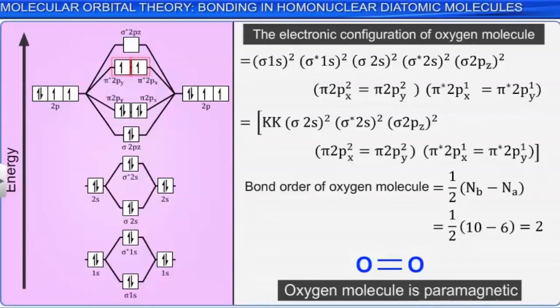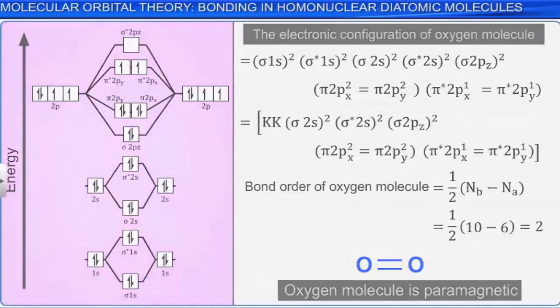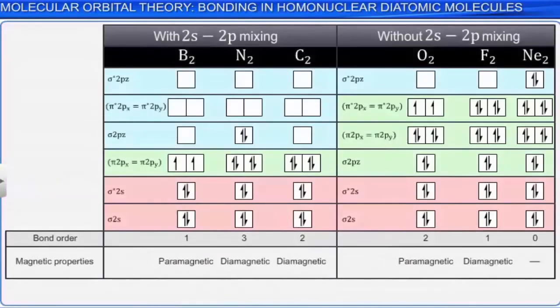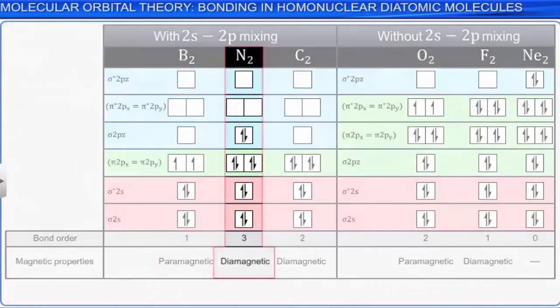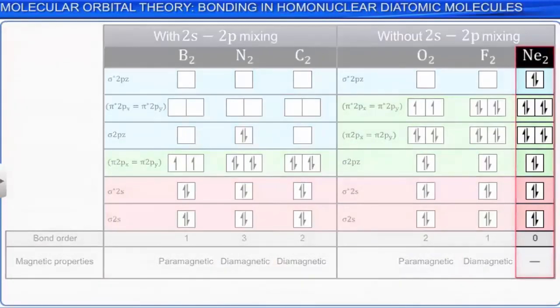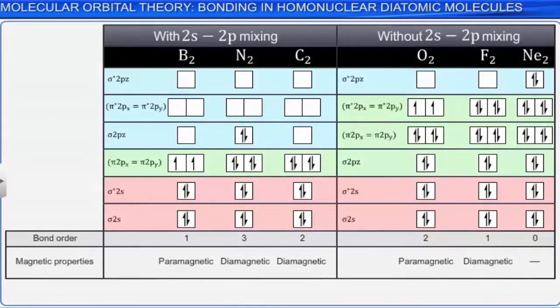Similarly, the electronic configurations of other homonuclear molecules such as boron, nitrogen, fluorine, and neon are shown here, from which bond order and magnetic property can be calculated, as given in this table.